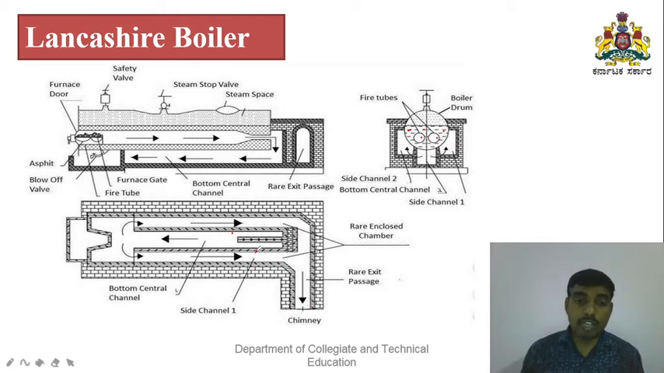You can call this side channel 1 and this side channel 2. At the bottom you can say this is the bottom central channel, and this is the bottom central channel. This is the furnace grate and this is the fire tube. We have two fire tubes. Upon that we have a steam space provided for the collection of the steam. After that we have the steam stop valve, safety valve, furnace door, and blow-off valve to remove some moisture content in the steam. Similarly, these are the side channels, 1 and 2. So this is a clear picture of the Lancashire boiler.